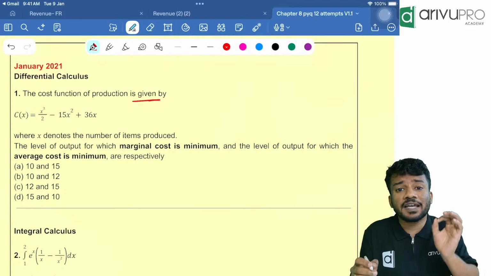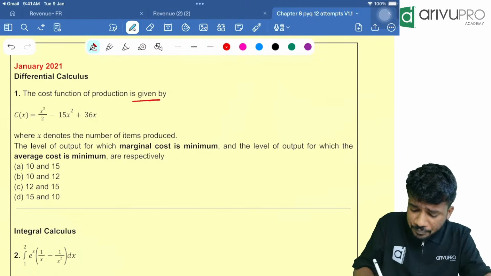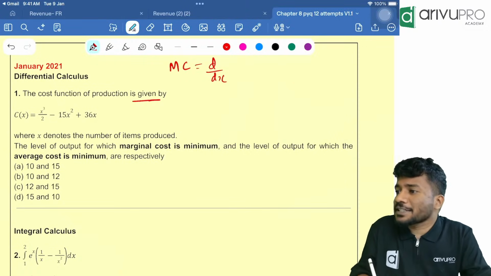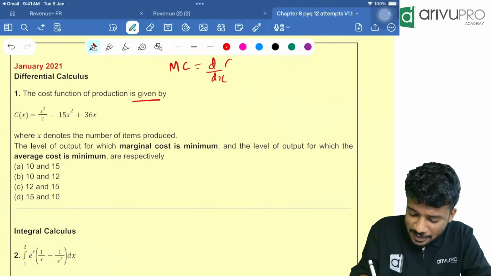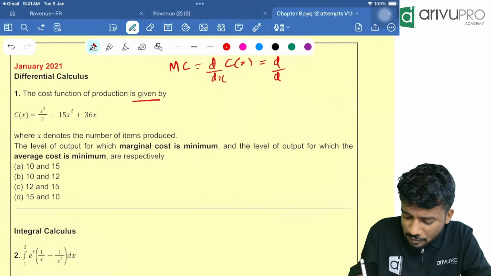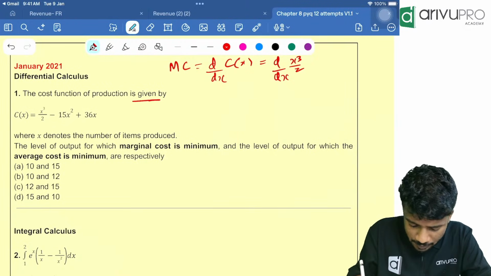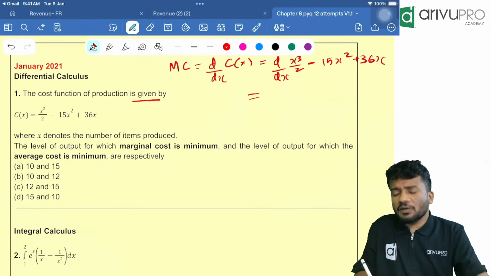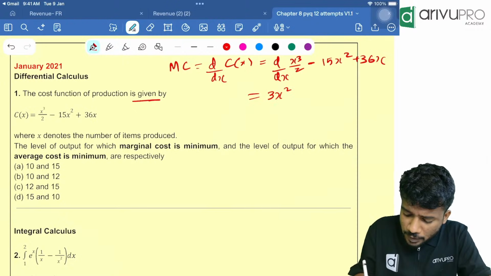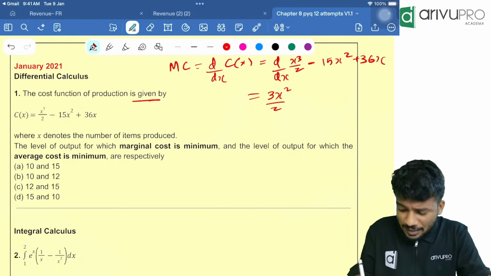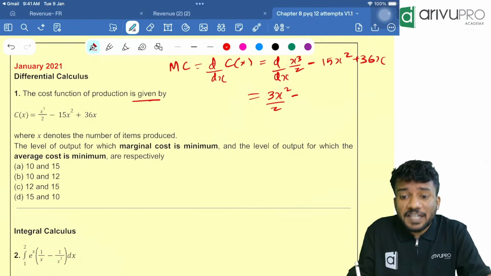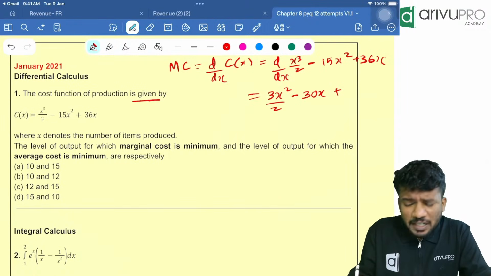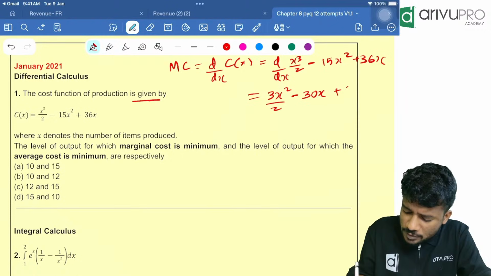First of all, you need to find marginal cost and average cost. So what is marginal cost? Marginal cost is nothing but d by dx of the cost function, that is C of x, which is the derivative d by dx of x cubed by 2 minus 15x square plus 36x. Derivative of x cubed by 2 is 3x square divided by 2, minus 15x square becomes 15 into 2x, that is 30x, plus 36 comes outside, d by dx of x is 1. So 36 is remaining.